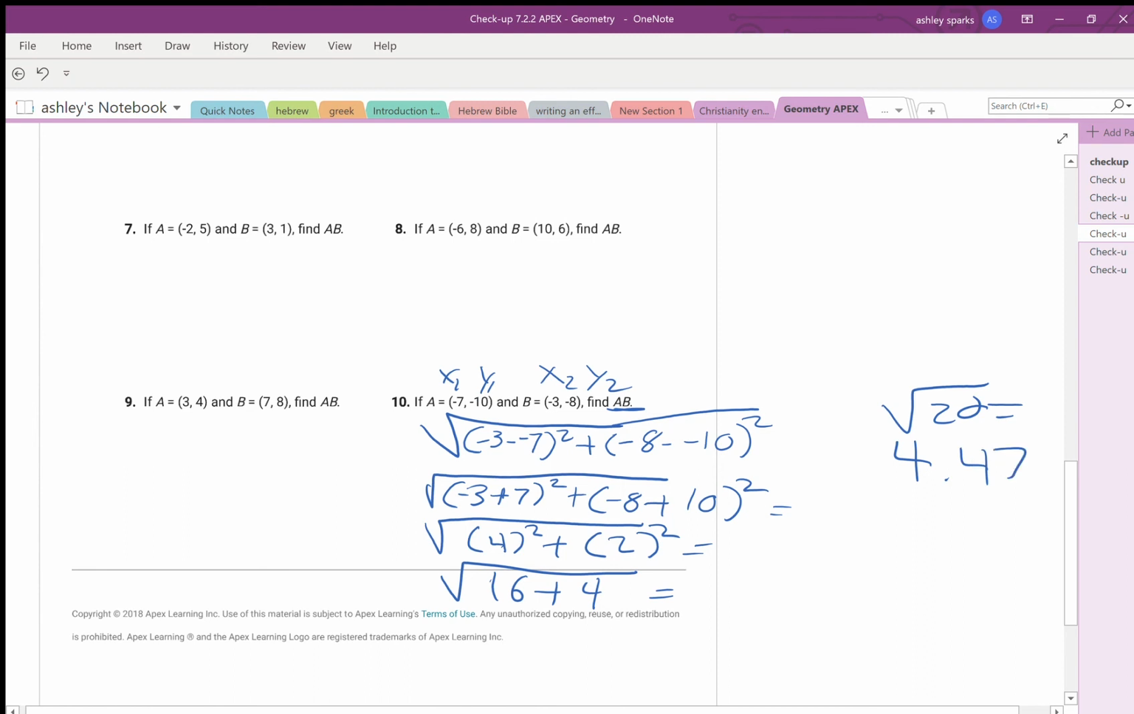4.47. Apex questions vary what they give you. They may round to 1 decimal, they may round to 2, so just be aware of that. If we wanted to round this to 1, the 7 is bigger than 5, so I'd push this up to 4.5. So that will just depend on what the question asks.